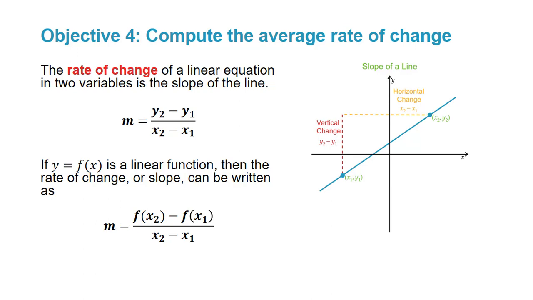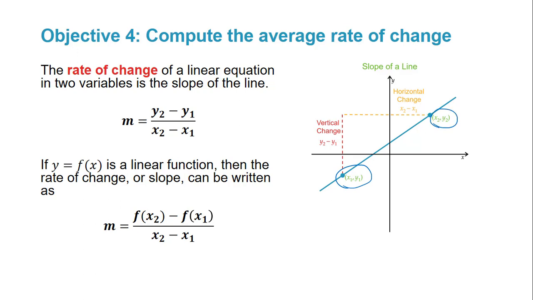We've talked about the rate of change of a linear equation in two variables already in this section, and we just defined that to be the slope, right? The change in y divided by the change in x is the slope of a line. That formula, if you recall, is y sub 2 minus y sub 1 divided by x sub 2 minus x sub 1, where (x1, y1) and (x2, y2) are 2 points on the line.